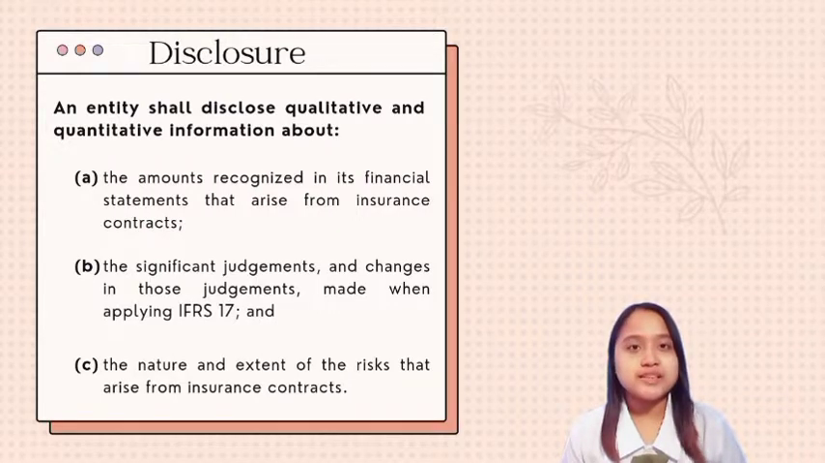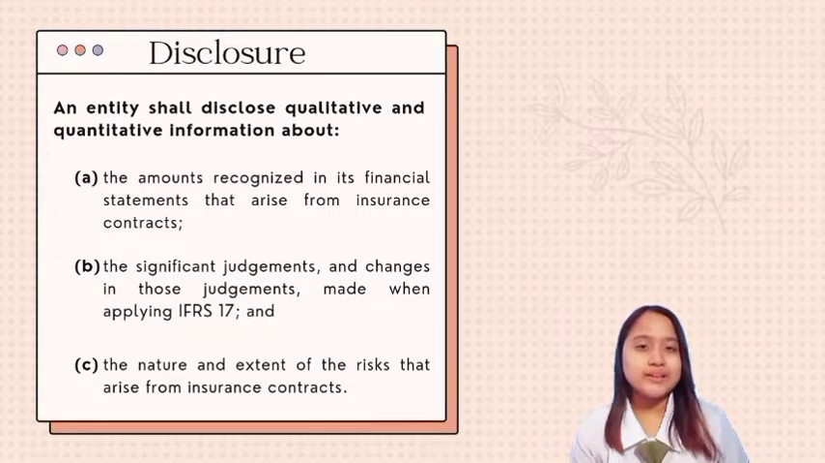Disclosures. The objective of the disclosure requirements of IFRS 17 is to disclose information which allows users of financial statements to assess the effect that contracts within the scope of the standard have on the entity's financial position, financial performance, and cash flows. An entity should provide qualitative and quantitative information about the amounts recognized in its financial statements that arise from insurance contracts, the significant judgments, and changes in those judgments made when applying IFRS 17, and the nature and extent of the risk arising from insurance contracts within the scope of the standard.